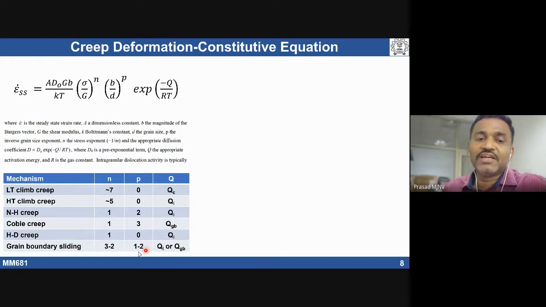In fine grain materials we have an n value of 2 and a p value of 2. In coarse grain materials, there also we see grain boundary sliding, where n is equal to 3, p is equal to 1, and Q is equal to Q_L.